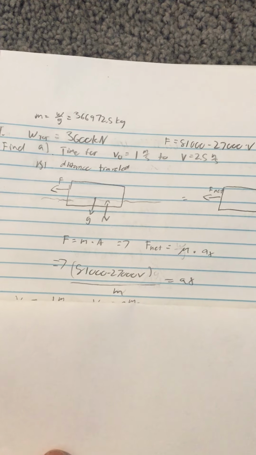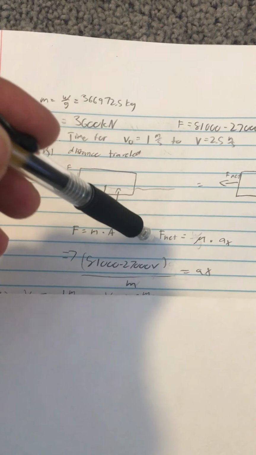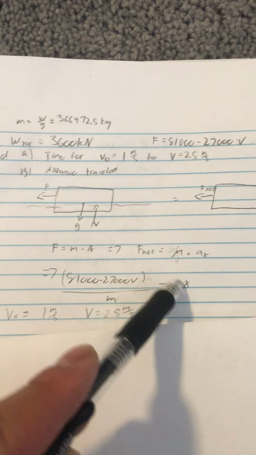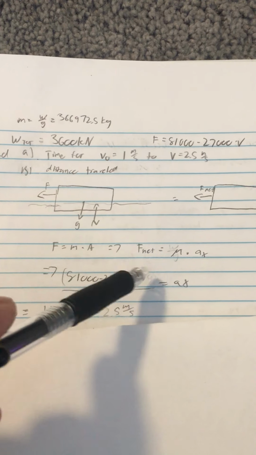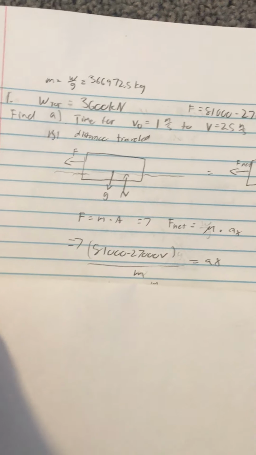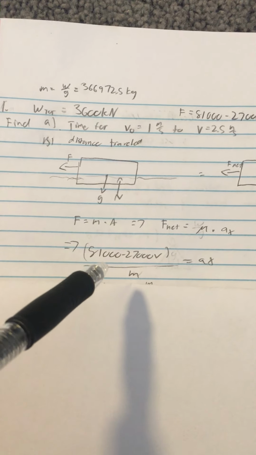So we use our F equals ma. We know F net equals the mass that we found times the acceleration in the x direction, and that's F net because that's all that travels through it. Plug in our values and we get AX equals this right here.